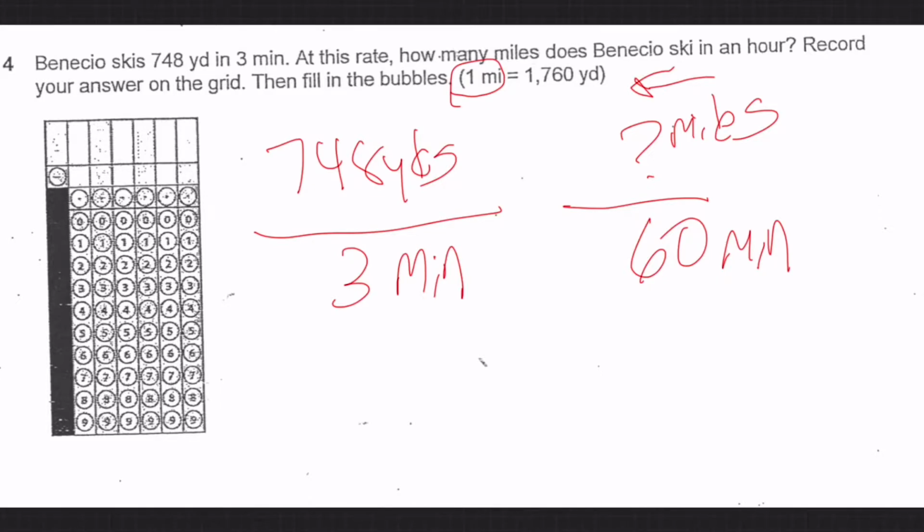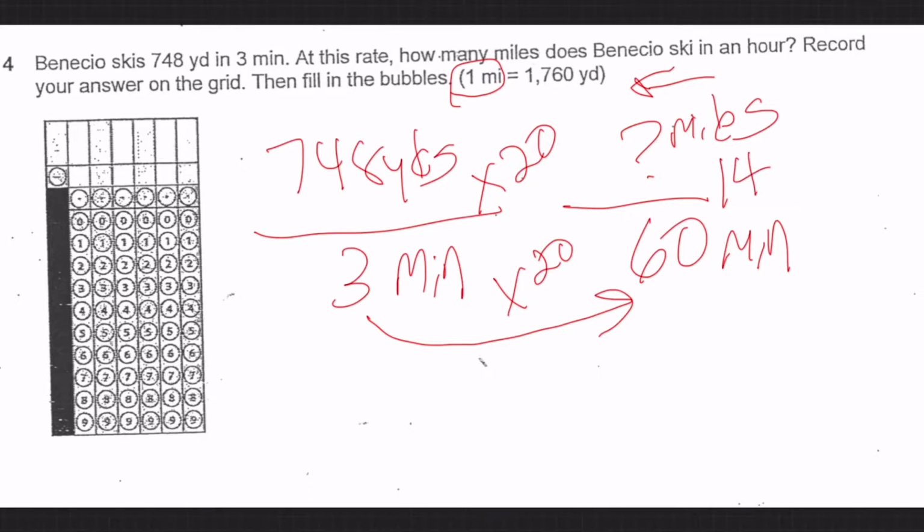In order to get from 3 to 60 down here, 3 minutes to 60, we're going to times by 20 because 20 times 3 is 60, right? And whatever we do to the bottom, we have to do to the top. So up here, I'm going to times 748 by 20. And if you do that, the answer is going to be 14,960 yards. That's how many yards Benicio will ski in 60 minutes.